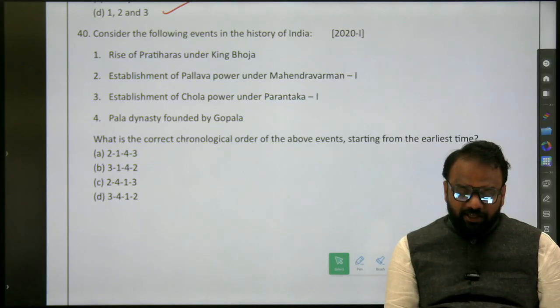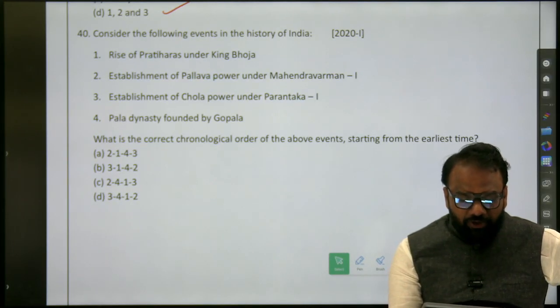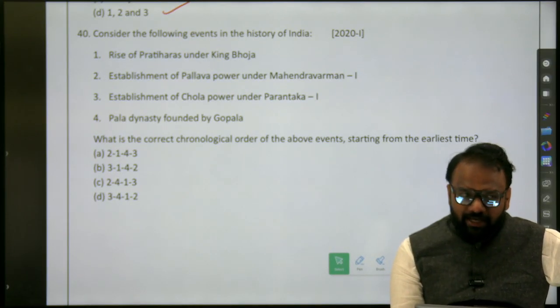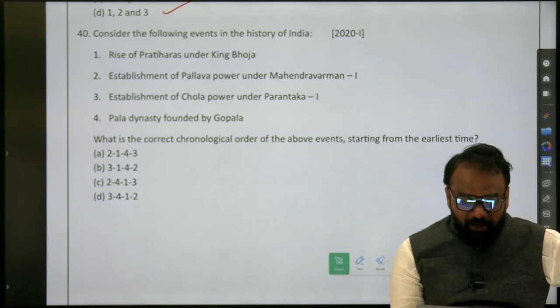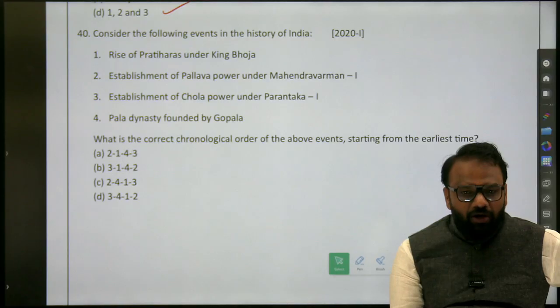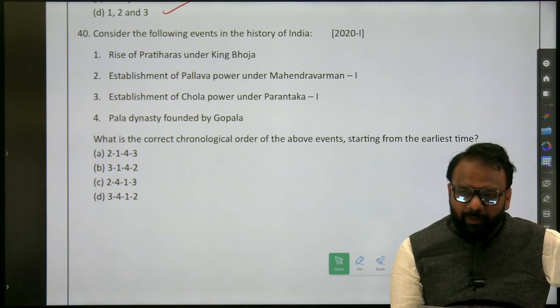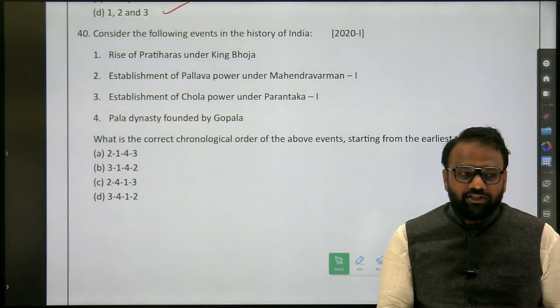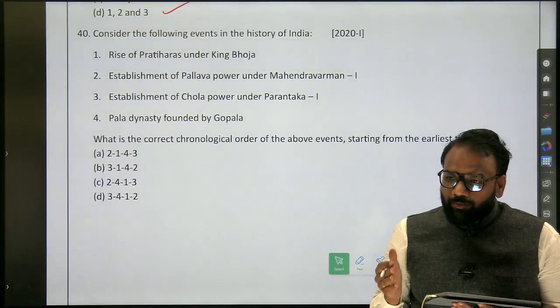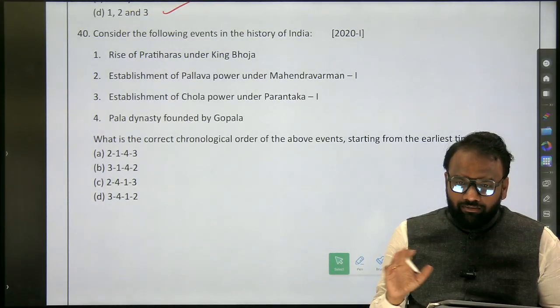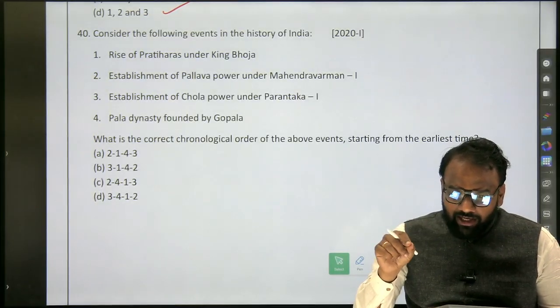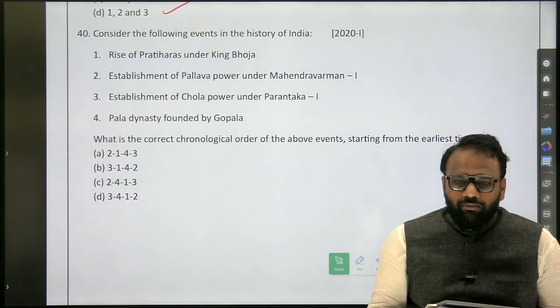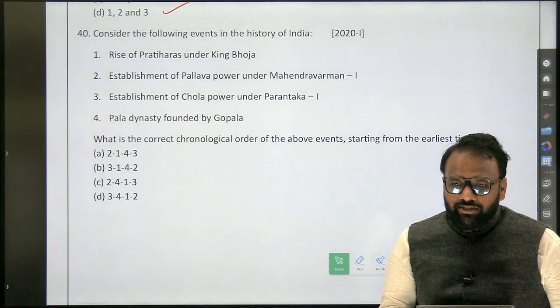Next, consider the following events in the history of India. Rise of Pratiharas under King Bhoja, establishment of Pallava power under Mahendravarman, establishment of Chola power under Parantaka I, Pala dynasty founded by Gopala. Again, for those who are not prepared, it's a very tough question. But with a bit of logic, previously we saw a question in the context of Guptas: after the decline of Guptas, who became powerful? Means the decline of dynasties and emergence of new dynasties. Just open that page.